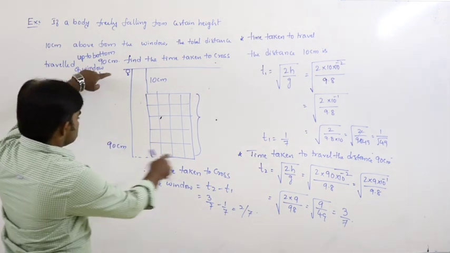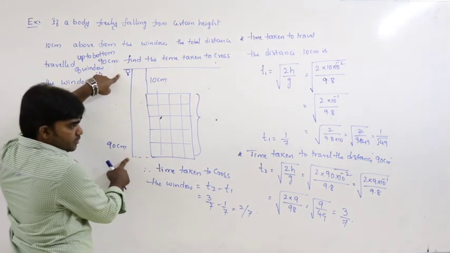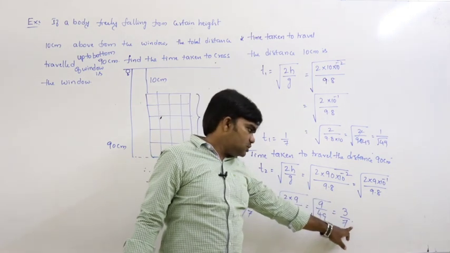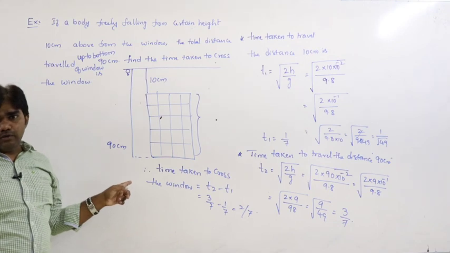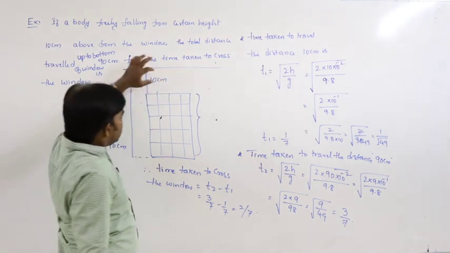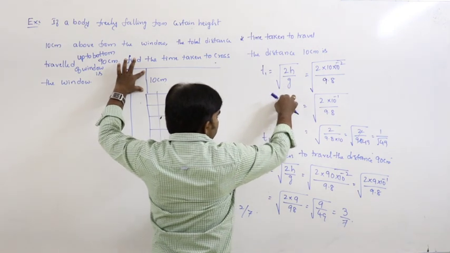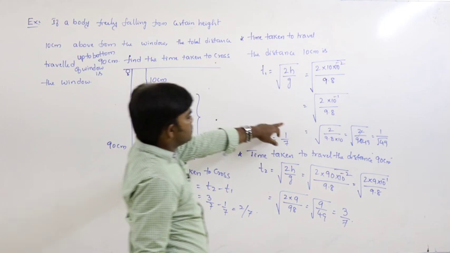See here, this is the 90 centimeters. What is the time taken to cross, to travel, this 90 centimeters? Under root 2h by g. That is 3 by 7. Why can we use under root 2h by g? Here it is a freely falling body. Next, time taken to travel 10 centimeters. Again here also we are using under root 2h by g. Why is it under root 2h by g?